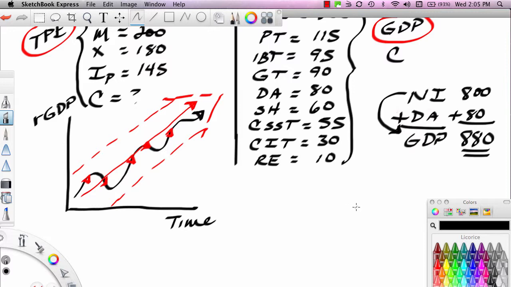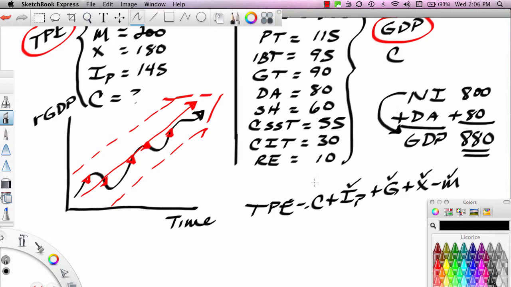All right, so that solves one of the mysteries. We have GDP. We didn't have it. It wasn't given to us, but we can calculate it from the income side of the accounts. Now, we need C because we have to get total planned expenditures. Remember, TPE is equal to C plus I planned plus G plus X minus M. We need TPE. We have I planned, we have G, we have X, and we have M, but we don't have C. So we have to solve for C.